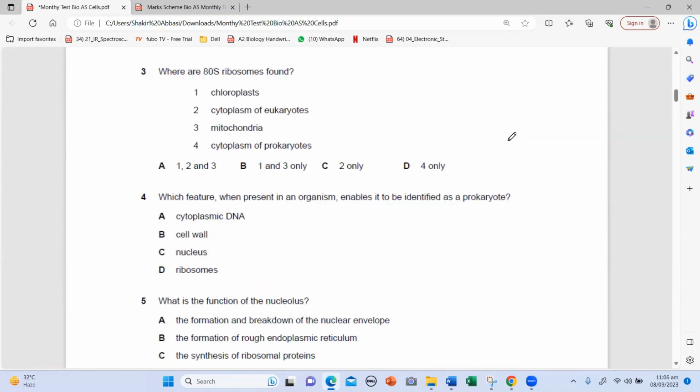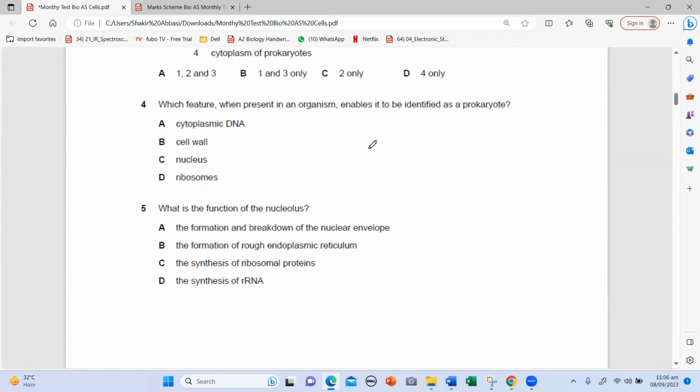Number 3: where is 70S ribosome found? So the answer is Charlie, 2 only, because chloroplast has 70S, mitochondria has 70S, and prokaryotic ribosome in the cytoplasm has 70S. So it's B, 2 only, Charlie.